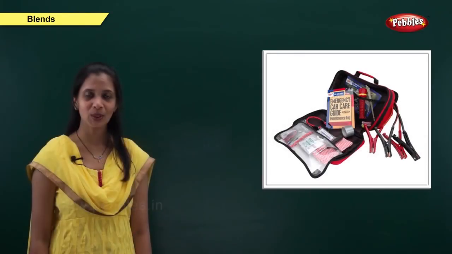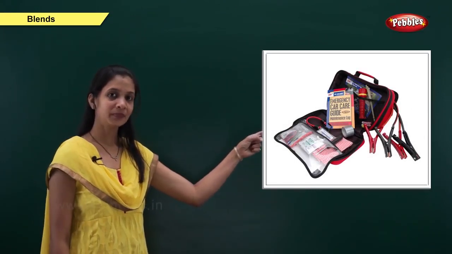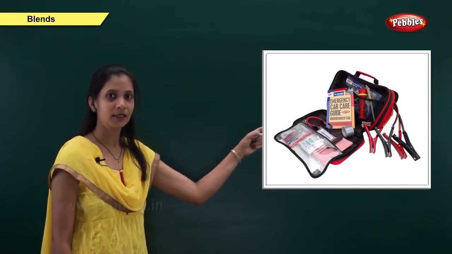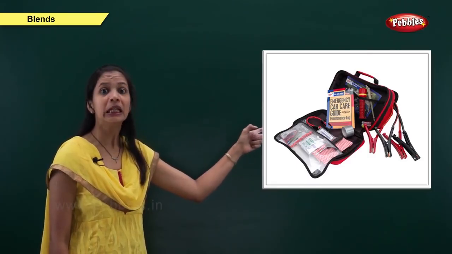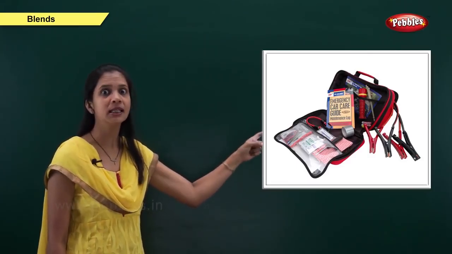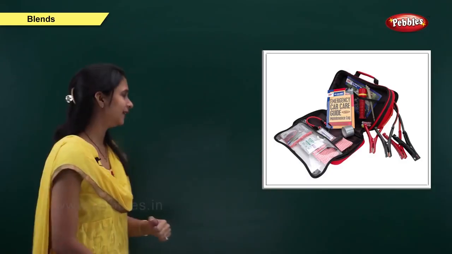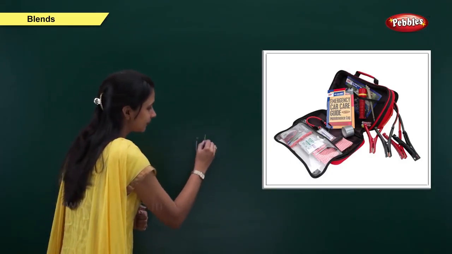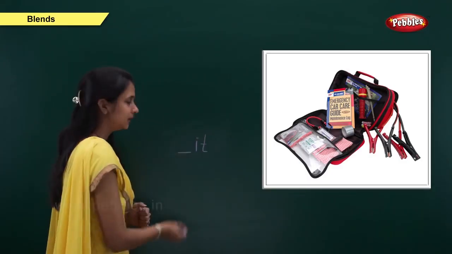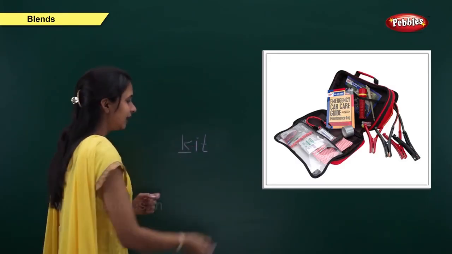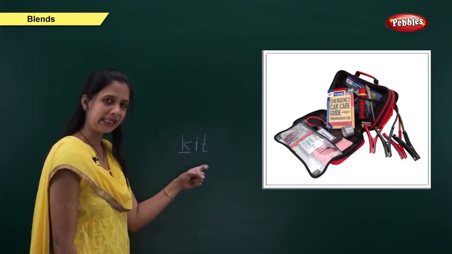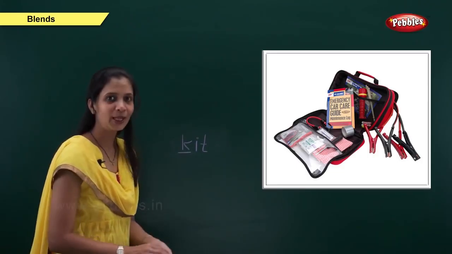Okay. Now next one. What is it? Yes, it is kit. So what is the first sound of it? K. Yes, it is hard K. So here it is K. K-I-T. Kit. Okay.